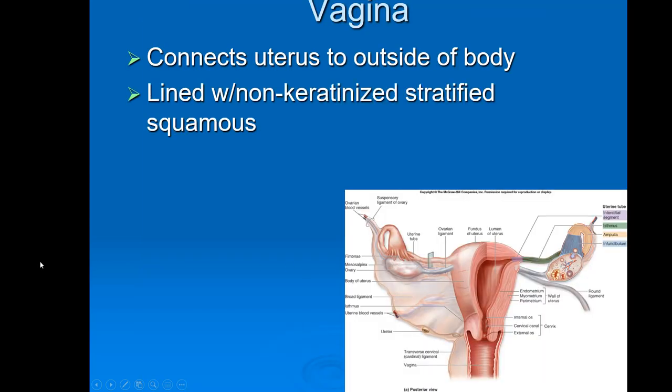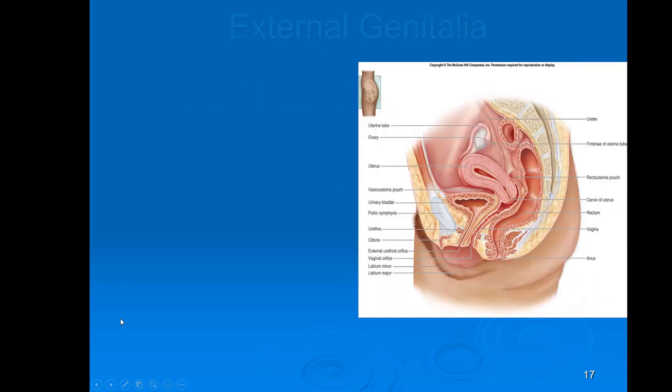All right, a few more things for the female reproductive system. The vagina connects the uterus to the outside of the body. It's lined with non-keratinized stratified squamous epithelium. There is a membranous barrier in young females called a hymen, and it commonly disintegrates or gets broken sometime in childhood.